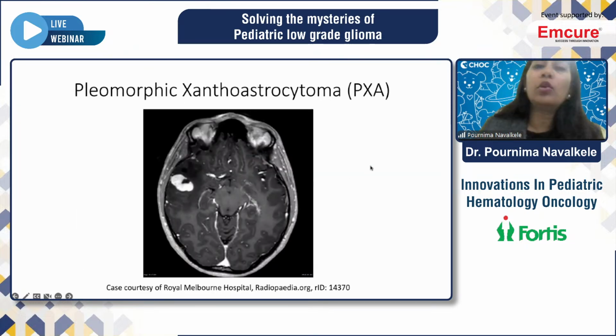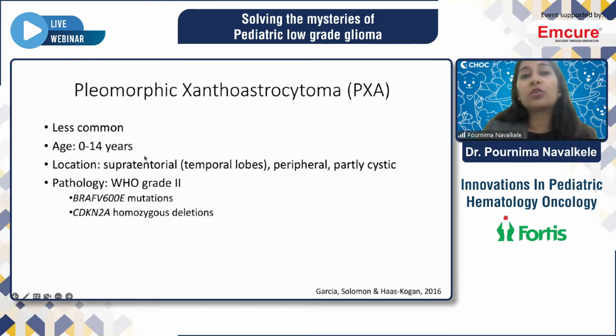Moving on, pleomorphic xanthoastrocytoma. As you see on this MRI axial scan, you see a very T2 bright lesion, which is cortical, subcortical in location in the right temporal lobe. So pleomorphic xanthoastrocytoma, PXA, is less common. It is seen typically in older kids and has a supratentorial, typically temporal lobe location. And these are peripherally located and typically partly cystic. The pathology is WHO grade 2, and the common mutations seen in PXA are BRAF V600E and CDKN2A homozygous deletion.